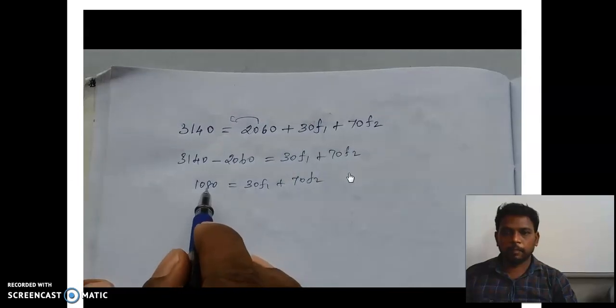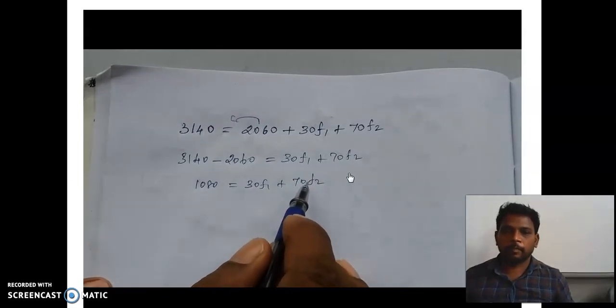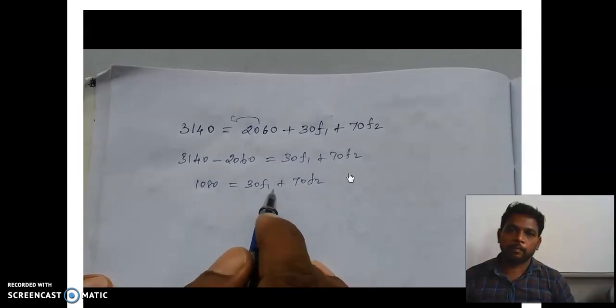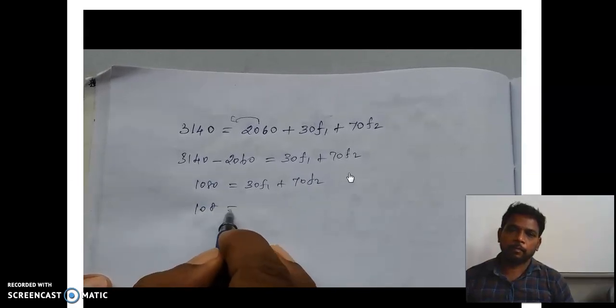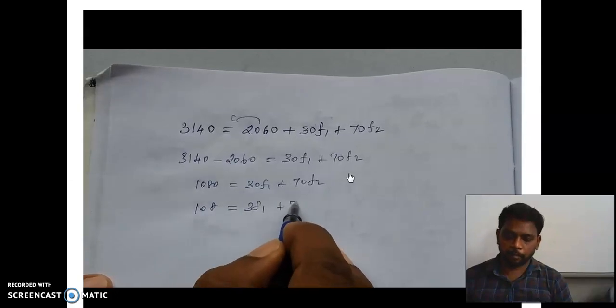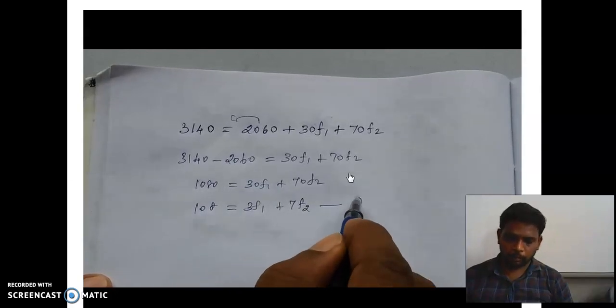Here all three terms contain 0 at the end, so just simplify by dividing by 10. So 108 equals 3f1 plus 7f2. That is equation number 1.